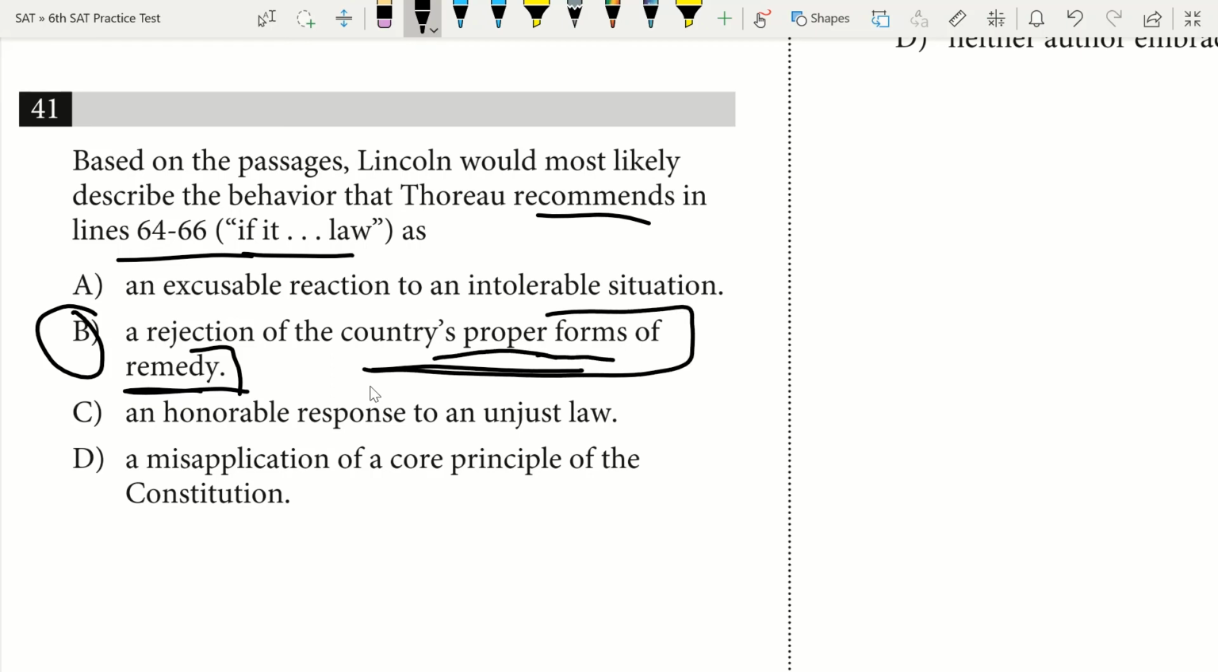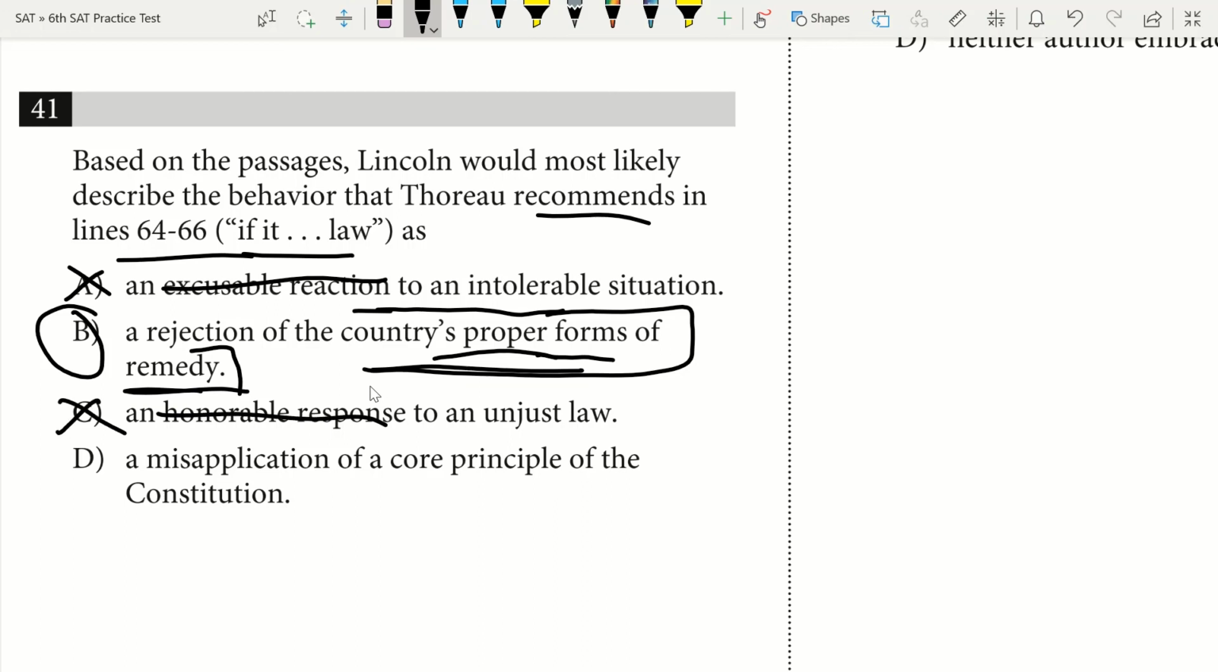He's saying you're basically stomping on the founding fathers' graves. He's really arguing that you need to take the proper process to change it legislatively or judicially. So 41 answer there is going to be B. As far as why A, C, and D are wrong, let's go ahead and cover that real quick. So A, an excusable reaction to an intolerable situation. He wouldn't say it's excusable. He says never break the law, so A would be wrong. C, an honorable response. Once again, he would say it's not honorable.